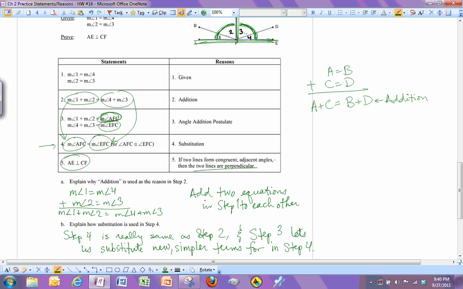That's the idea of turning the 1 plus 2 into the AFC and the 4 plus 3 into the EFC. It's because we said that those are the same thing in step 3. Without step 3, we're not allowed to do the substitution yet. Okay, hope this helps.